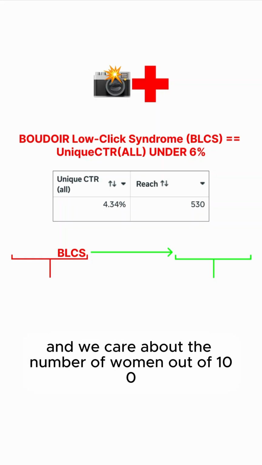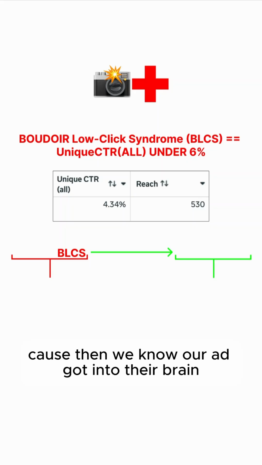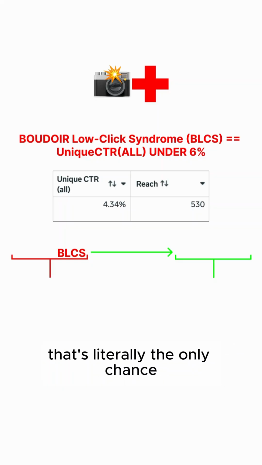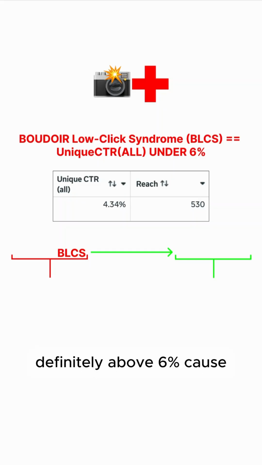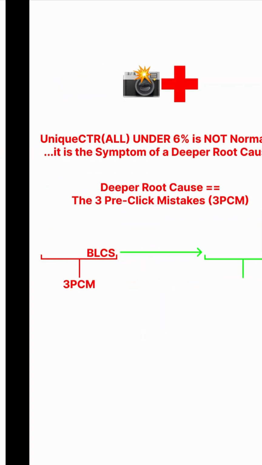And we care about the number of women out of 100 clicking somewhere on our ad because then we know our ad got into their brain. And when our ad gets into their brain, that's literally the only chance we have at them buying from us. So we got to get this number as high as possible, definitely above 6%, because under 6% means we got some deep-seated problems in our ad.